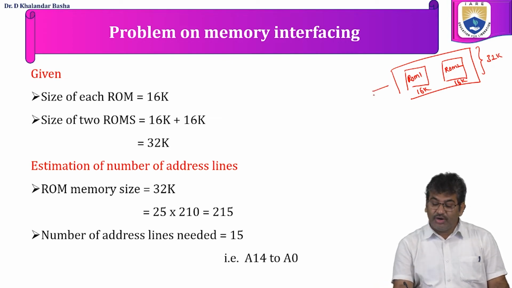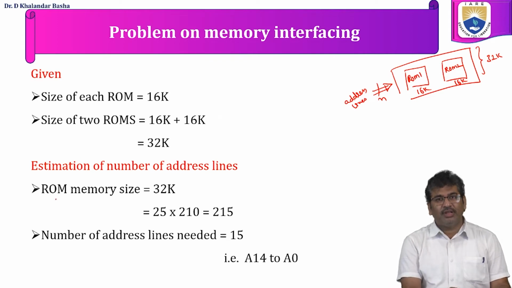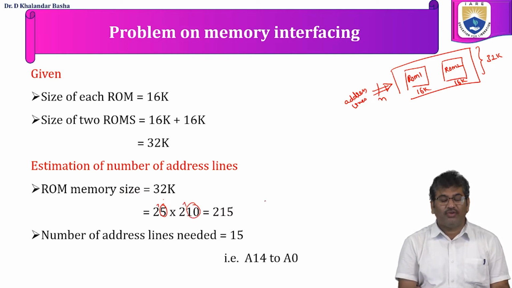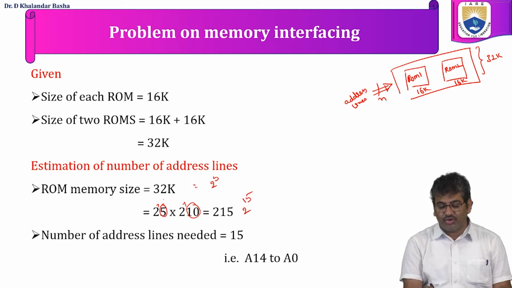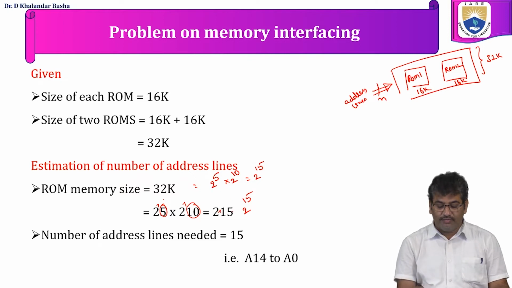For accessing any memory location of this, we have to find out how many address lines are required. For that, the number of memory locations we will represent as 2 to the power of some factor. So in the given problem, the RAM size for two blocks is equivalent to 32k, where 32 we can write as 2 to the power of 5 and k is equivalent to 2 to the power of 10, which will give us 2 to the power of 15. So this 32k we can write as 2 to the power of 5 into 2 to the power of 10, which is equivalent to 2 to the power of 15. So the number of address lines required are 15.